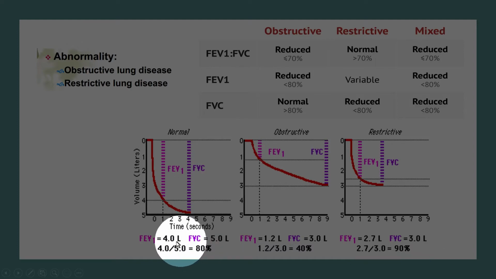Are you getting my point? Here it is 4 divided by 5. There is a big difference. That's why I get 80%. Still, in the restrictive disease, there is little difference between the forced expiratory volume in 1 second and forced vital capacity. It means that overall the vital capacity is decreased. That is why we get the 90% ratio. So in this case, we will not only look at the FEV1 to FVC ratio, but also the individual lung volumes as well as lung capacities, as well as FEV1 and FVC.